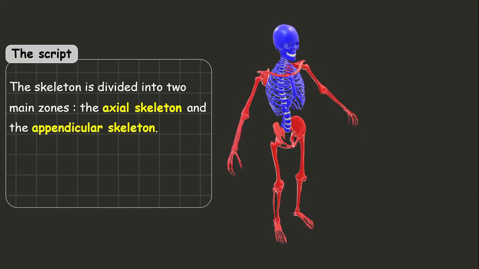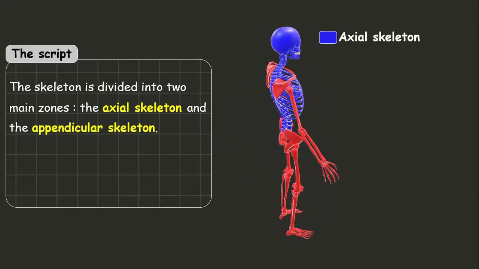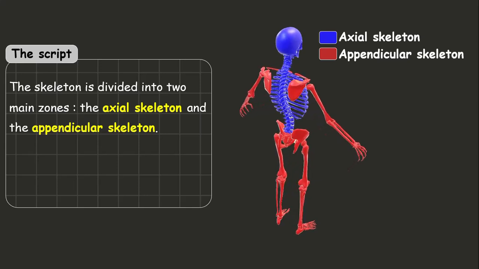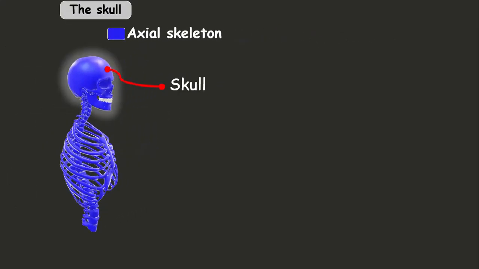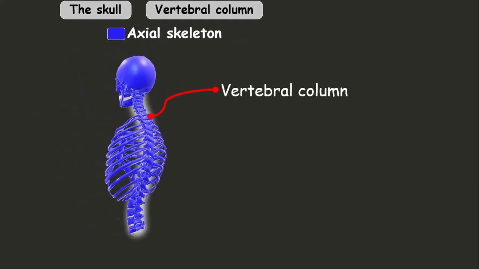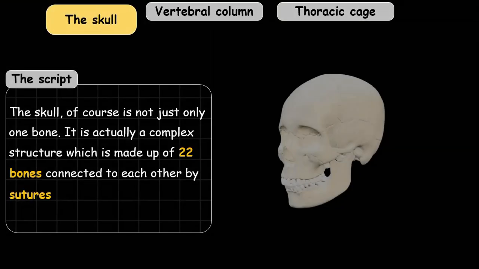The skeleton is divided into two main parts: the axial skeleton and the appendicular skeleton. First, let's go through the axial skeleton. It is made up of three main structures: the skull, the vertebral column, and the thoracic cage. Let's start with the skull.